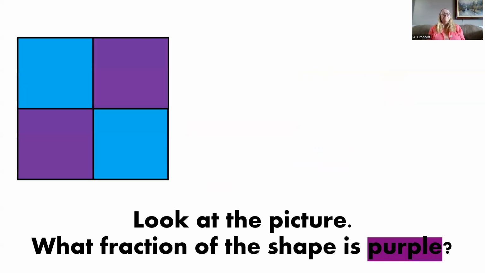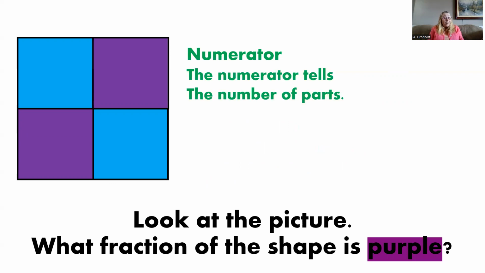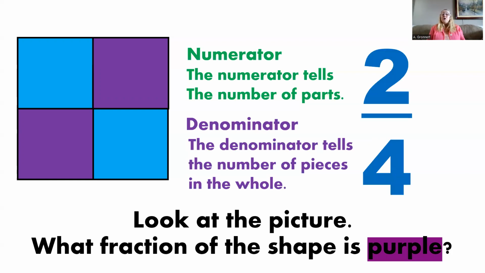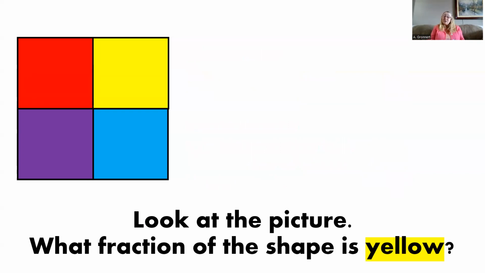Great work. Okay, take a look at this picture. What fraction of this shape is purple? So let's look at the numerator. How many of the pieces are purple? And the denominator will show us how many pieces in the whole. Do you have it? Did you write it down? 2/4. 2/4 of the square are purple. Great work. Ooh, here's another square.